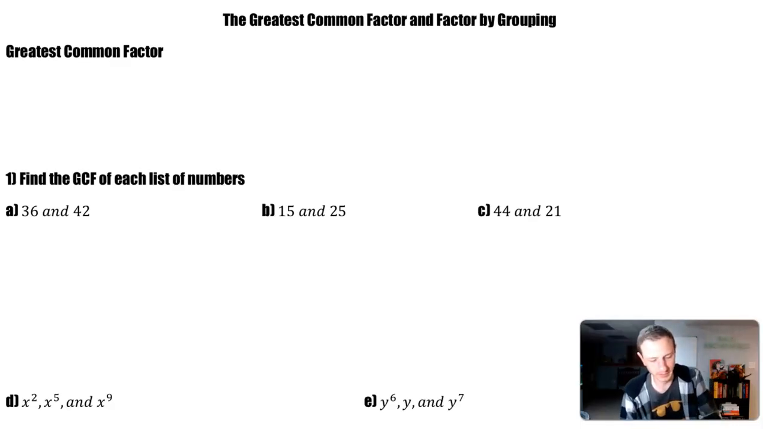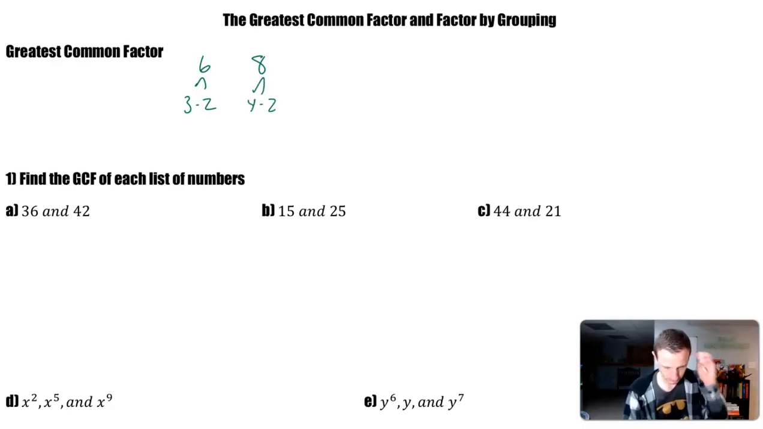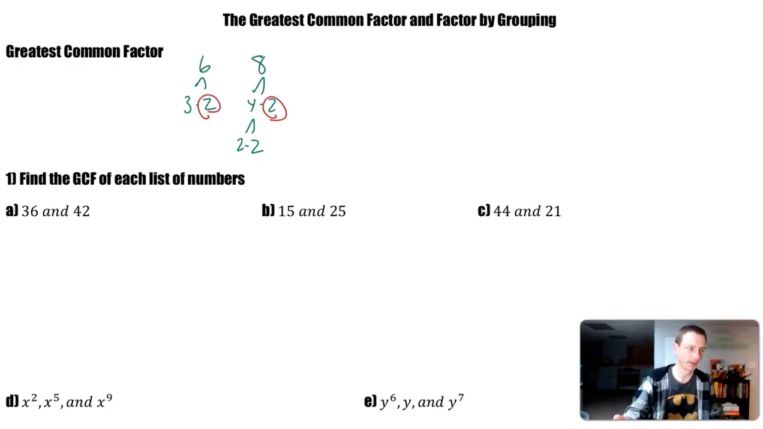Like if I had the numbers 6 and 8, the greatest common factor would be a number that multiplies into both numbers. So 6 is 3 times 2, and 8 is 4 times 2. Now 4 is also 2 times 2, and 3 and 2 are both primes, so we can't do anything with that. But what we should notice here is that they both have a factor of 2, and that's the only factor. So that's the greatest common factor.